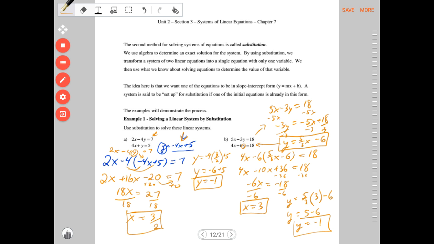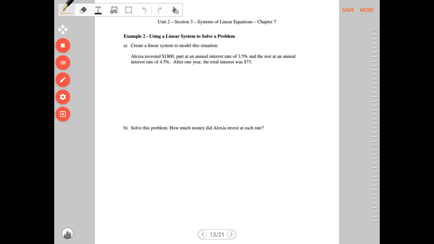Awesome. Okay, so example 2, using a linear system to solve a problem. Okay, so create a linear system to model this situation. So Alexa invested $1,800. Okay, part at an annual interest rate of 3.5%, and the rest at an annual rate of 4.5%. After 1 year, the total interest was $73.